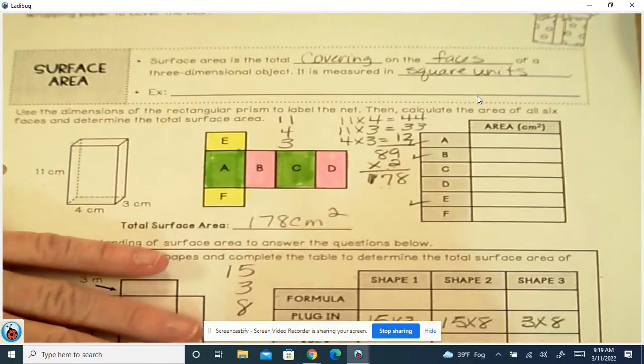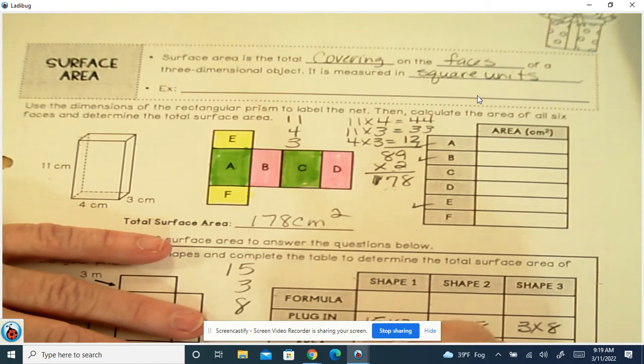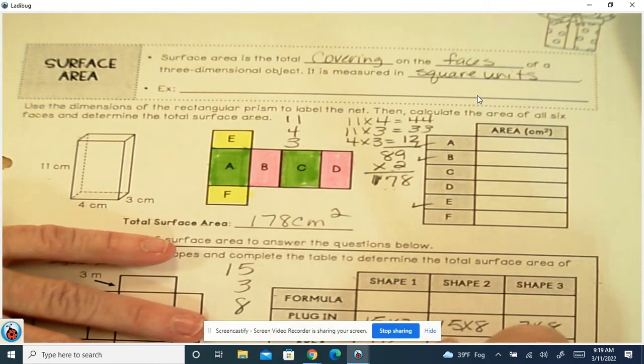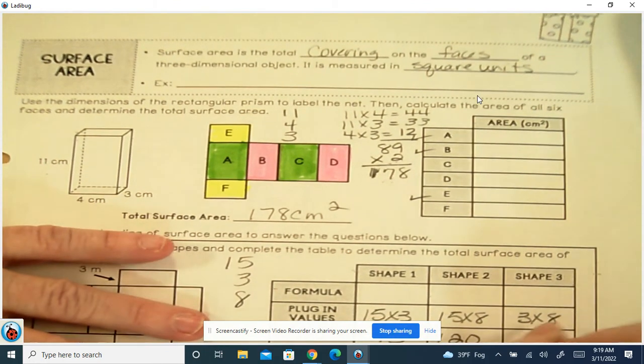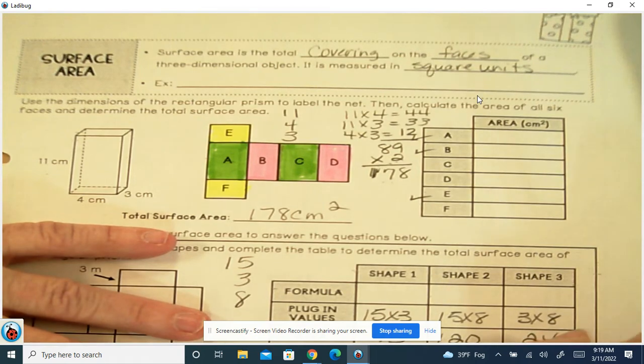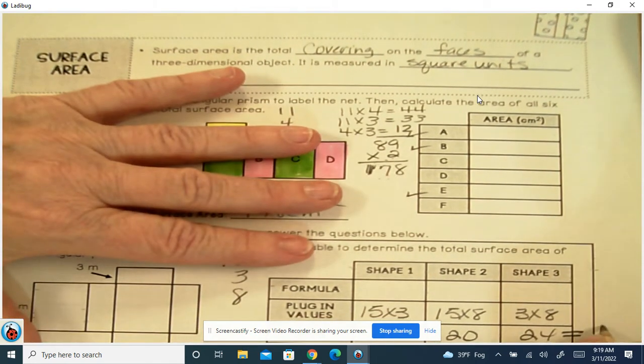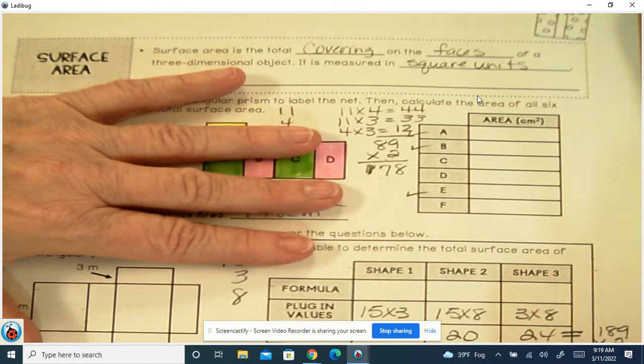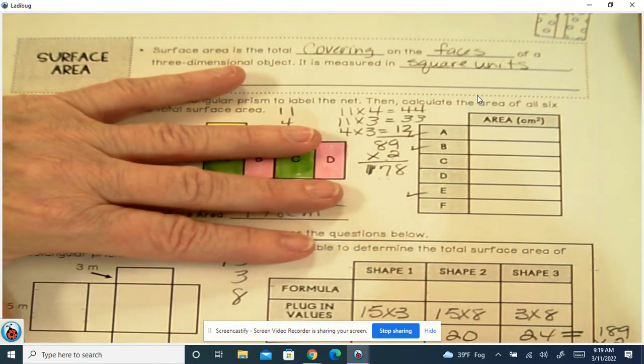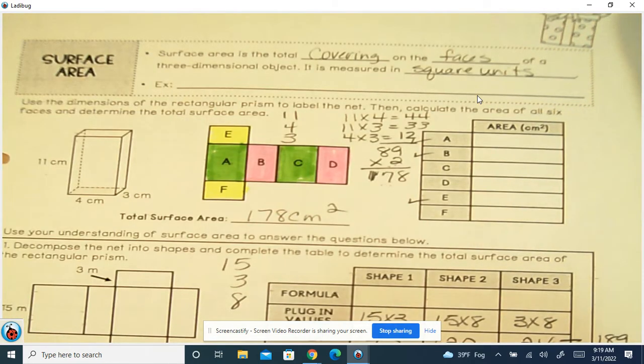And 15 times 3 is 45. 15 times 8 is 120. 8 times 3 is 24. We add them up. They equal 189. That's 3 sides. We times it by 2 to get 6. That's 378. So that's 378 meters squared.